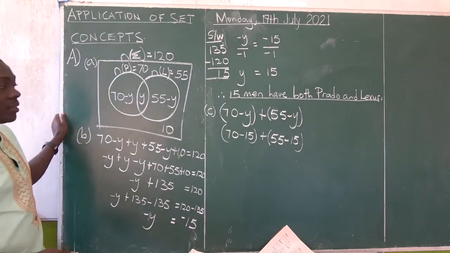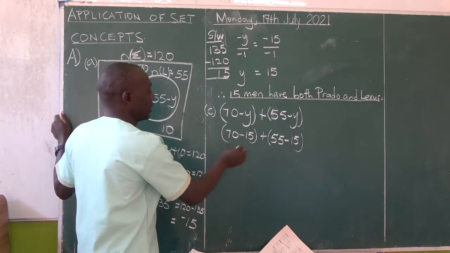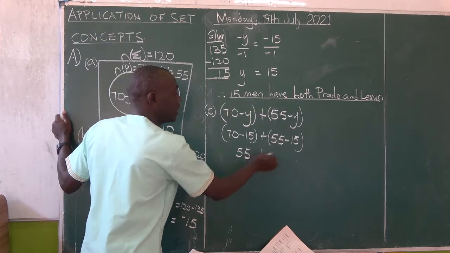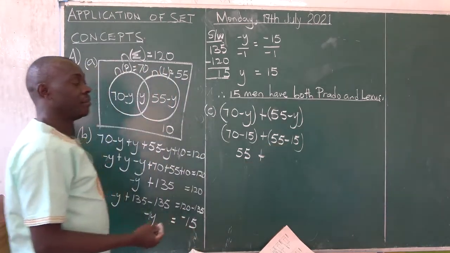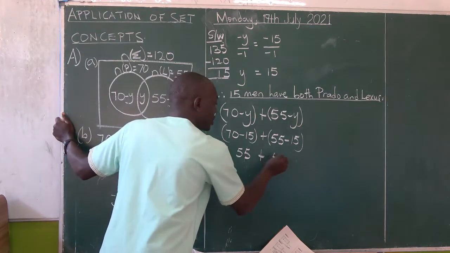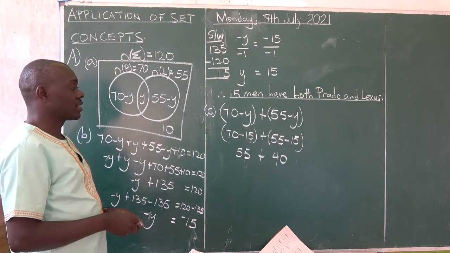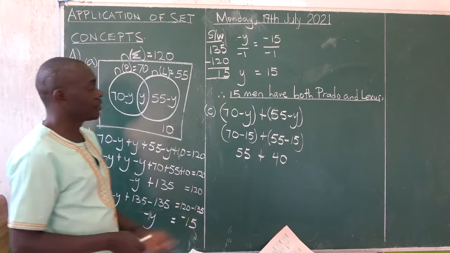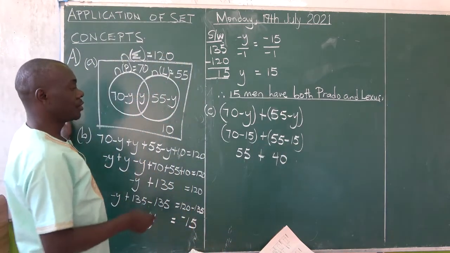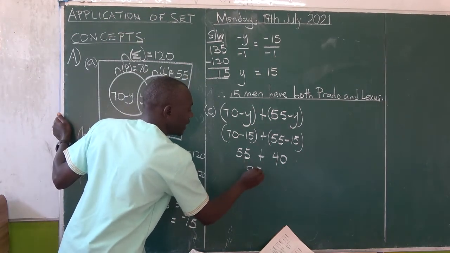Subtract accurately, where 70 minus 10 alone, you get 60, then minus other 5, you get 55 here. Then 55 minus 15, minus 10 alone is 45, then minus 5, you get 40. So this is a 40. Ensure you're accurate in your endeavors. 70 minus 15 is a 55, we are okay. And then 55 minus 15, you get 40. Where 55 plus 40, you will get 95.